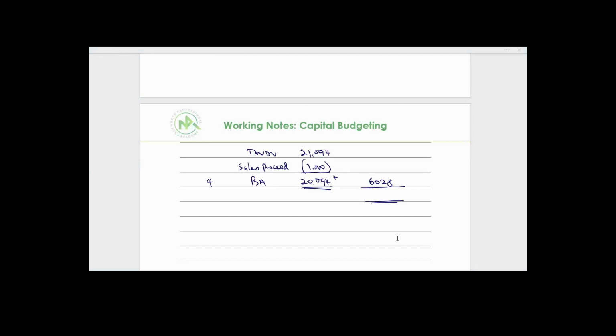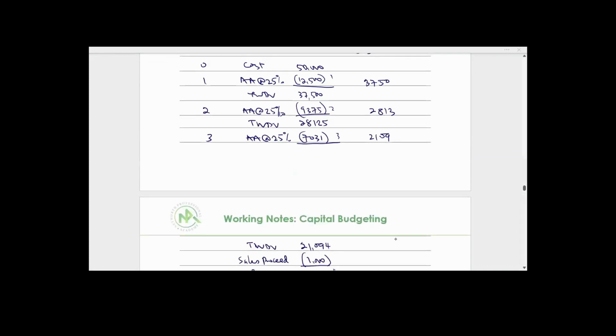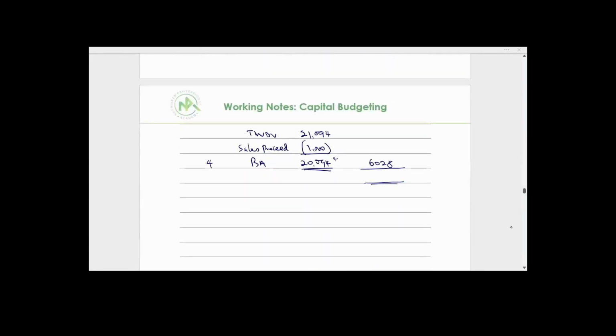So I have 6028 plus 2109 plus 3750 plus 2109, yes, plus 2813 equals 14,700. The total tax saved is 14,700. Here is total tax saved, TTS.